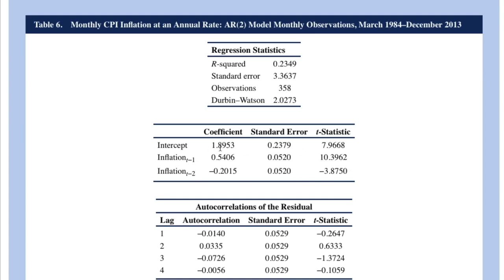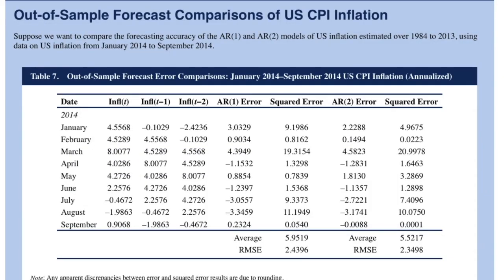And if we look, we have an intercept that is significant. We have a first coefficient on inflation on the first lag that is significant. And we have a negative coefficient on the third lag that is significant as well. The model R squared is 0.23, standard error 3.36, 358 observations. And what do we do with this? We ignore it. It's useless in an AR model. All right, let's move on to part 3 of our story here.